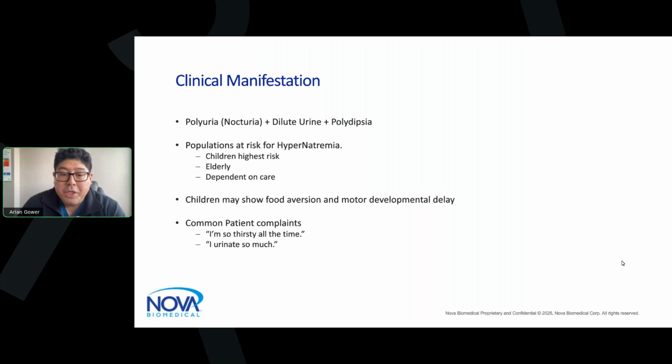So the clinical manifestations of diabetes insipidus include polyuria and often nocturia through the night, dilute urine, and a reflexive polydipsia, where the patient consumes a high amount of water to compensate for the amount of urine that is lost. This mechanism is primarily driven by thirst receptors. The population at the highest risk of hypernatremia, or high sodium levels, includes children, the elderly, and those who are dependent on care, specifically patients with developmental or cognitive disabilities. Curiously, children may develop an aversion to certain foods, and there might be some notes of developmental delay.